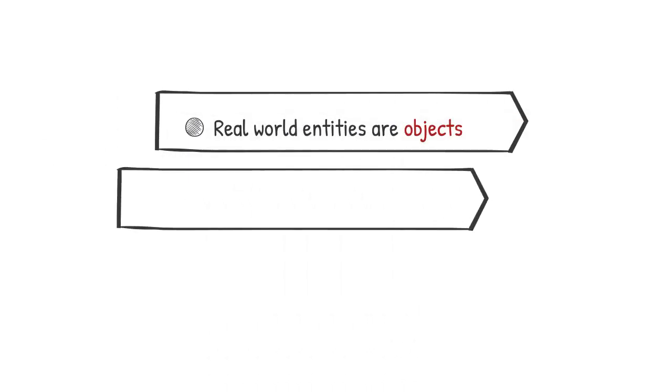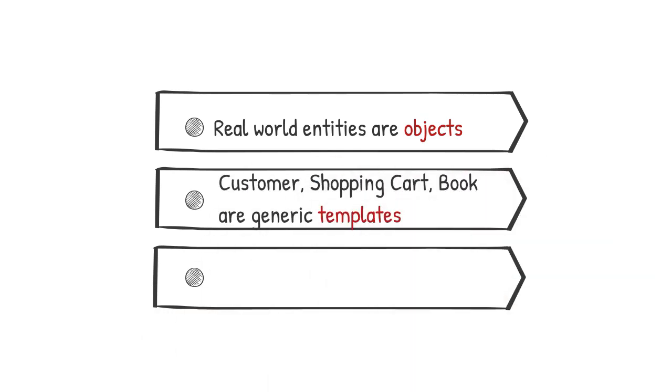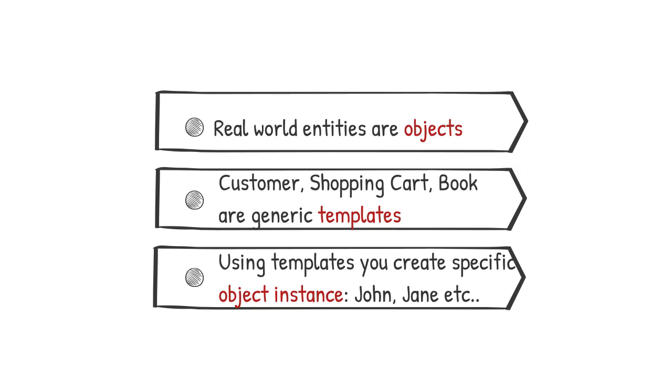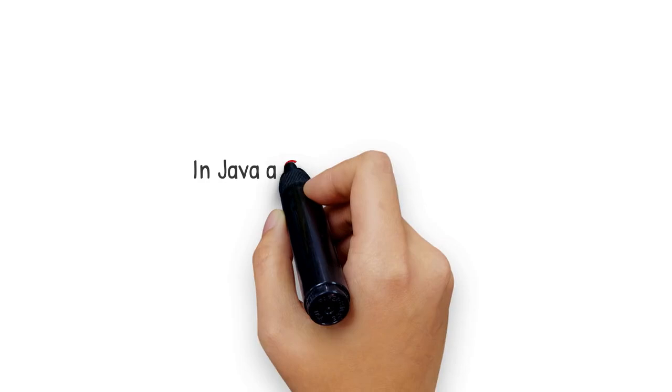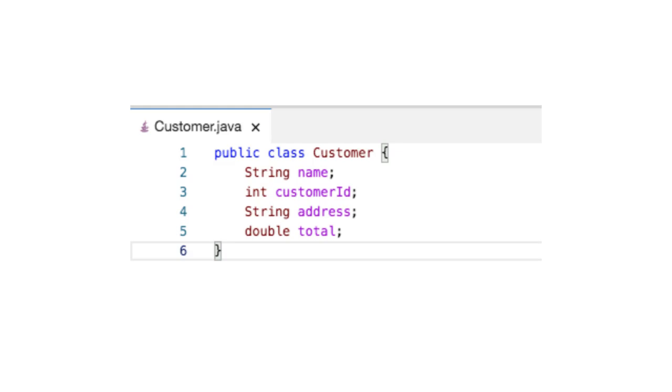In OOP, real world entities are objects. Customer, shopping cart, book are generic templates. Using the generic templates, you create specific object instances like John, Jane, etc. In Java, a class represents the generic template using which you create specific object instances. And here is how our customer class would look like to hold all the values that we have used earlier.